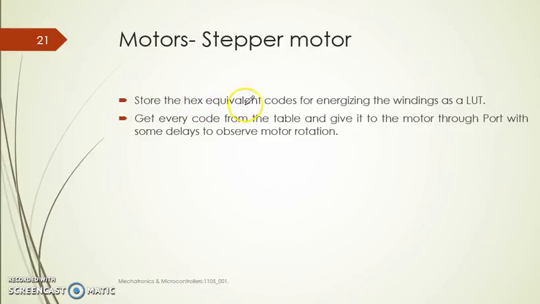So the stepping sequence is usually stored as a lookup table by writing its equivalent hexadecimal or hex codes. Then using the lookup table, you need to fetch the code one by one and pass it to the port through which the stepper motor is connected, with a particular amount of delay.